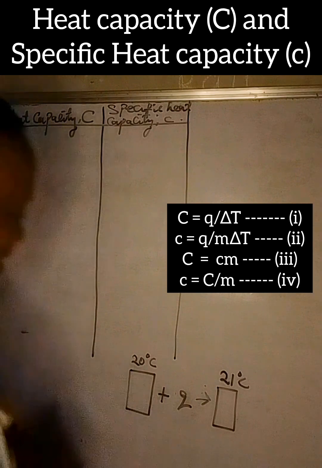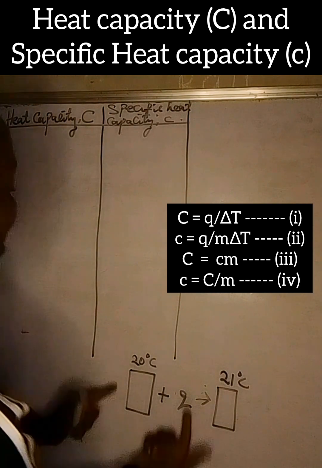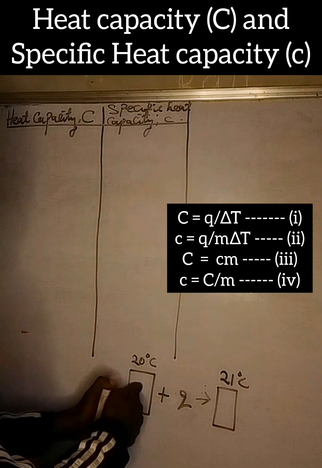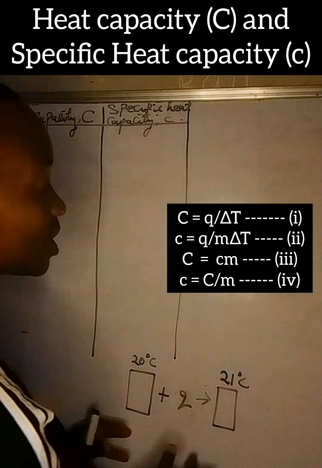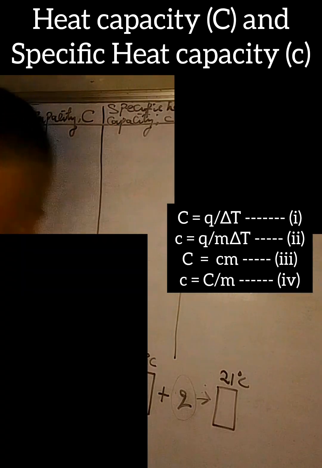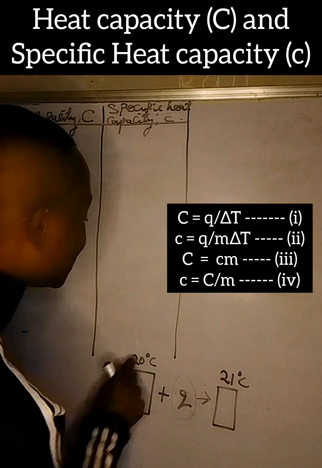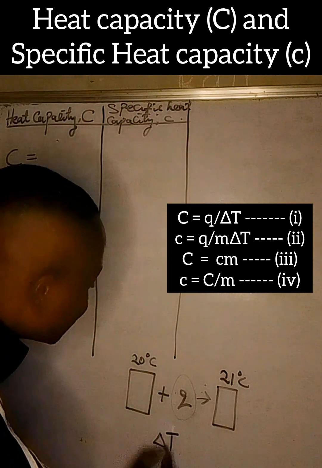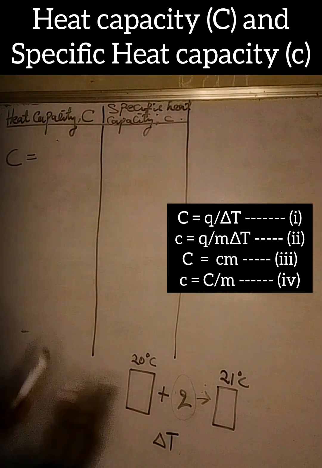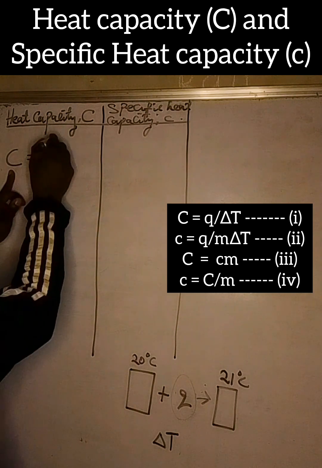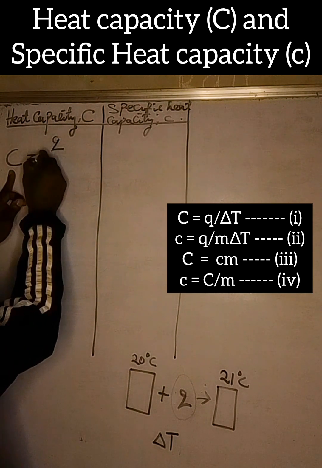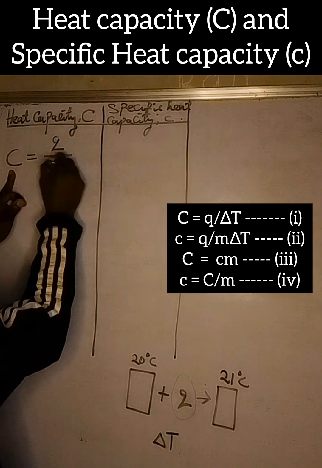This particular heat that is required to raise the temperature of a system by 1 degree is what is called heat capacity. So heat capacity is the ratio of this particular quantity of heat to the change in temperature, which is change in T. Therefore, heat capacity, capital C, is equal to Q divided by change in T.